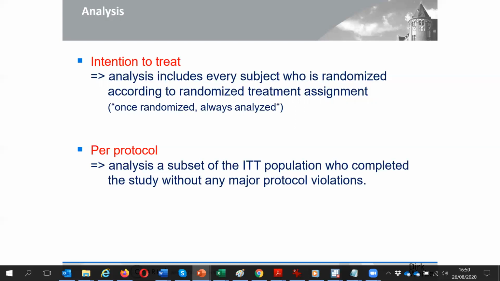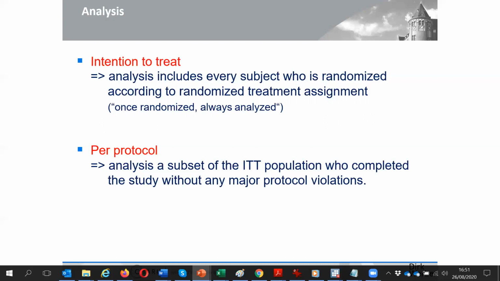Then in terms of analysis, these are two words which you need to read and try to understand. They might be complicated for you. When we are analyzing the results of an RCT, there are two ways these results can be analyzed. We can do what we call intention to treat or per protocol.